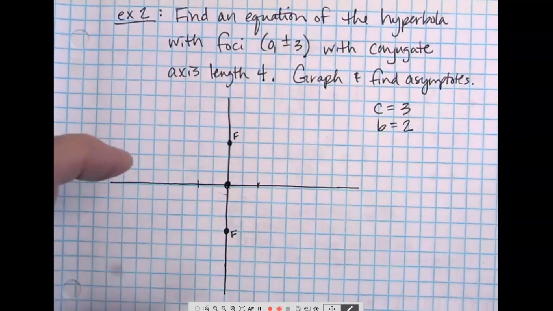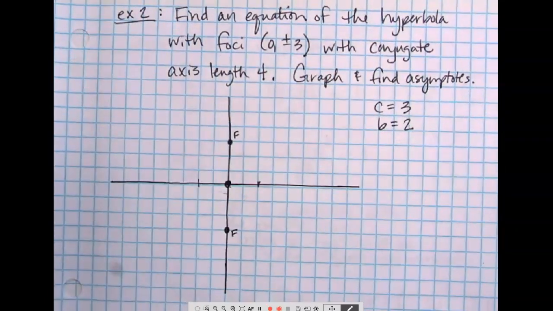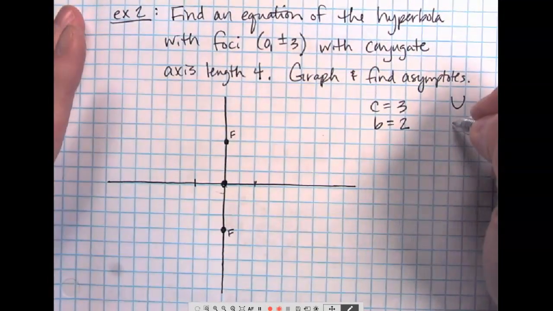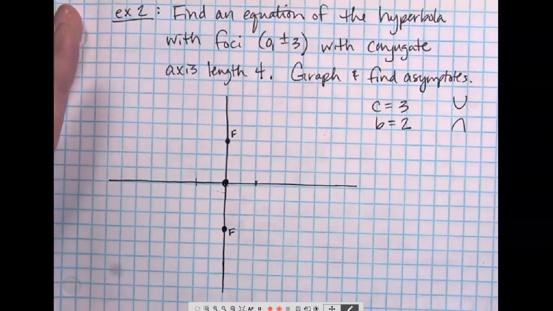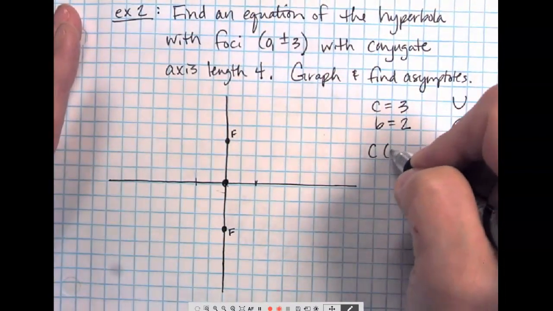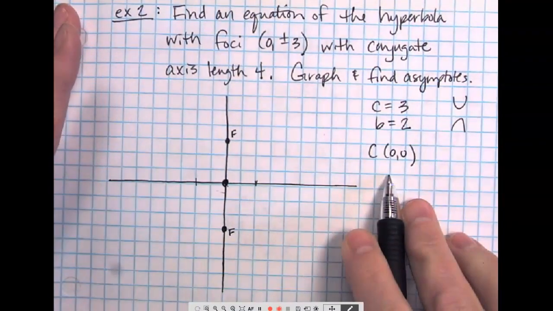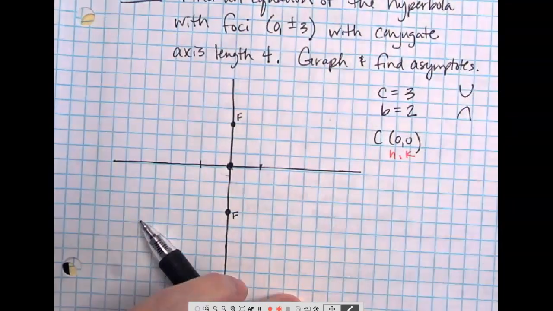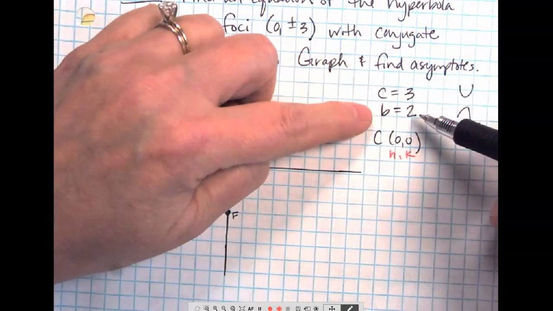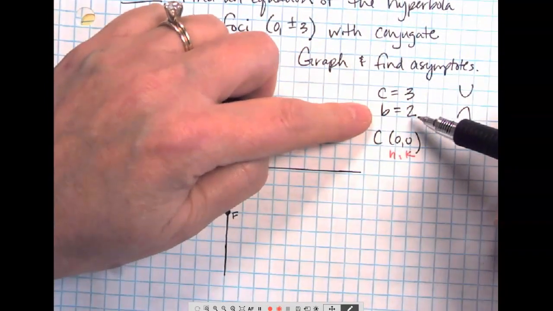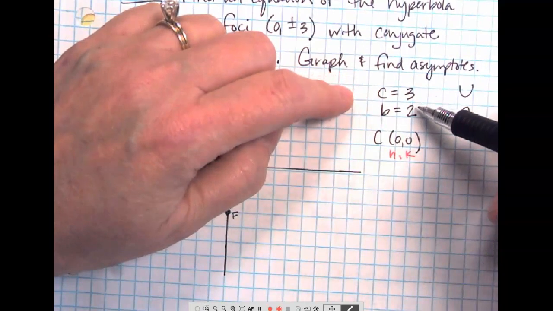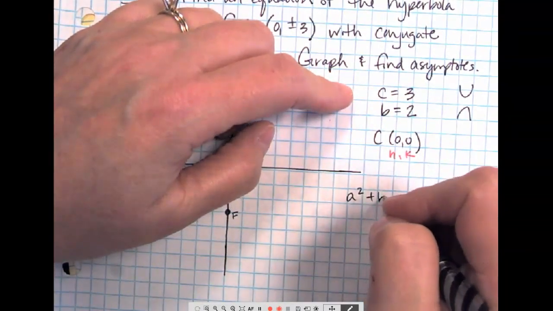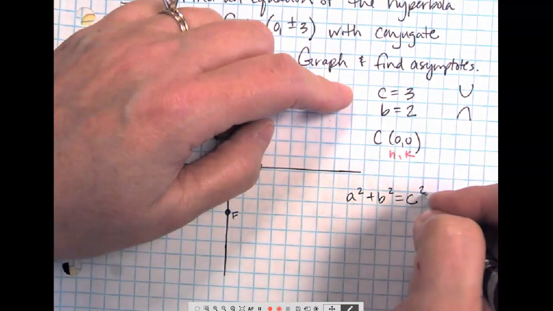Okay, so from the information given already, I know that C is 3, I know that B is 2, and I know it's a vertical hyperbola. I know the center is 0, 0. Well, that's H, comma, K. I have B. For my equation, I need A squared and B squared, so how do I find A? Pythagorean theorem. So A squared plus B squared equals C squared.